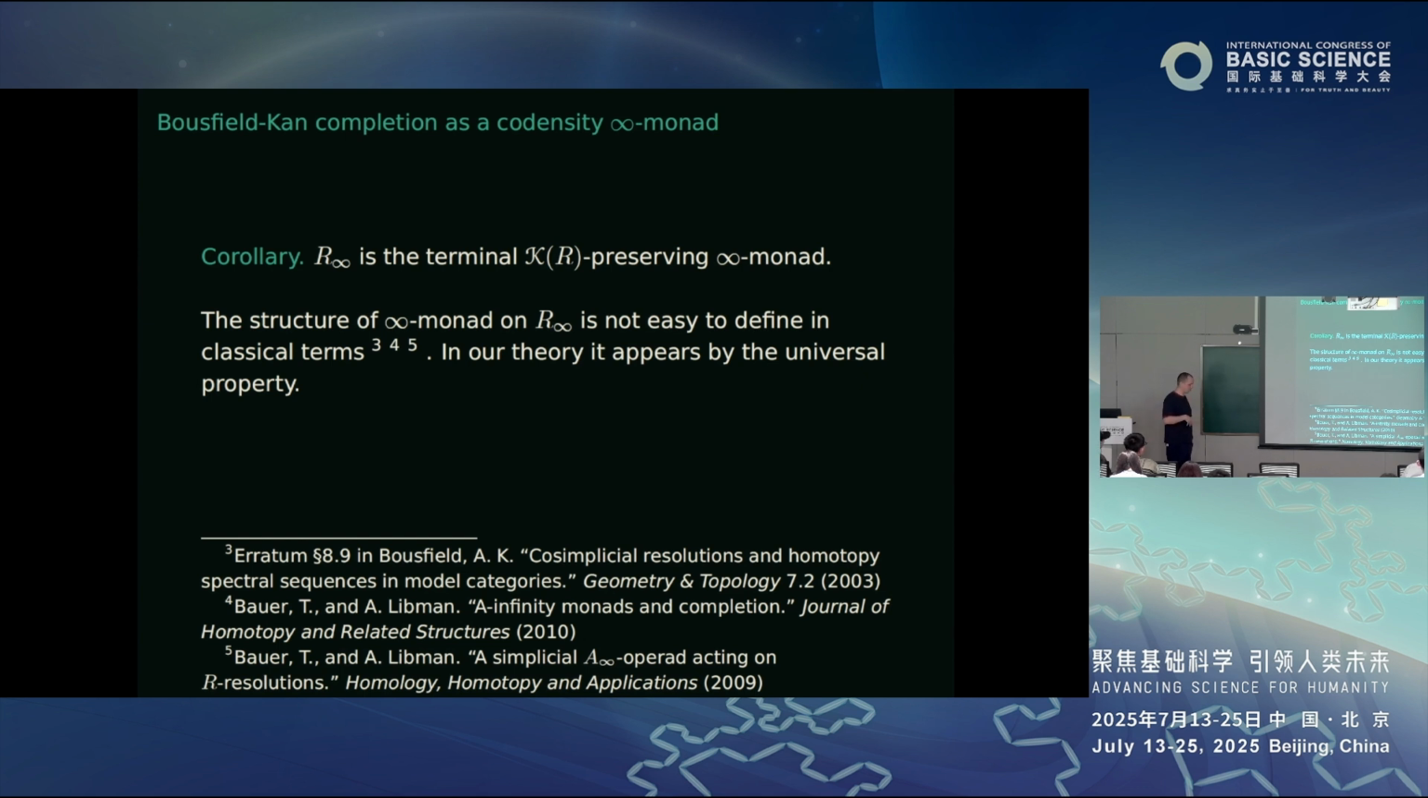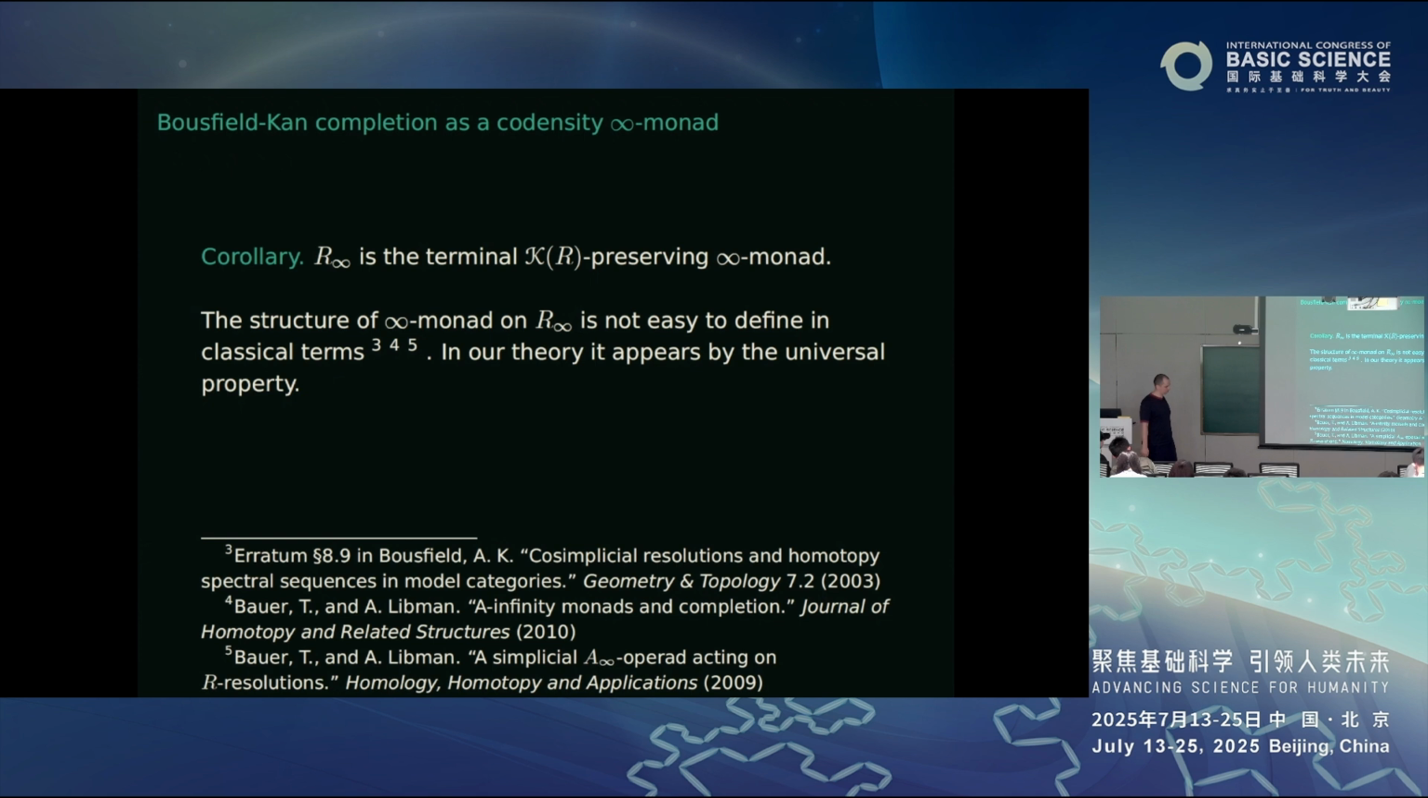So yes, it has some universal property, not just as a functor, but also as an infinity monad. And it is very interesting because there is a long story behind the structure of monad on this functor of Bousfield-Kan completion. In the original book of Bousfield-Kan, they write that this functor on the category of simplicial sets has a structure of monad. This is the multiplication map, this is the unit map.